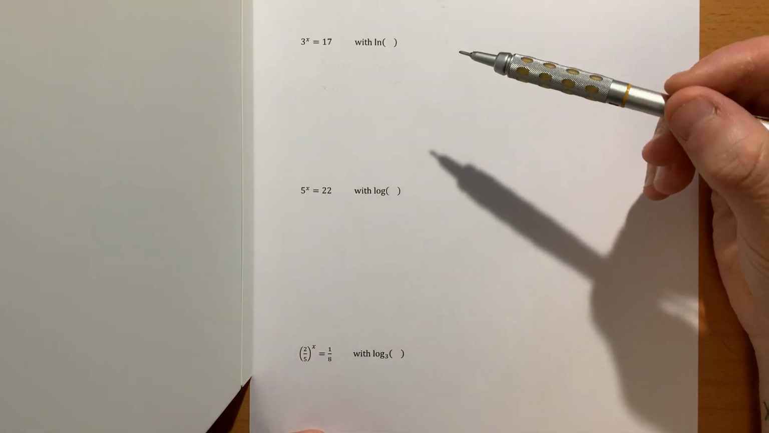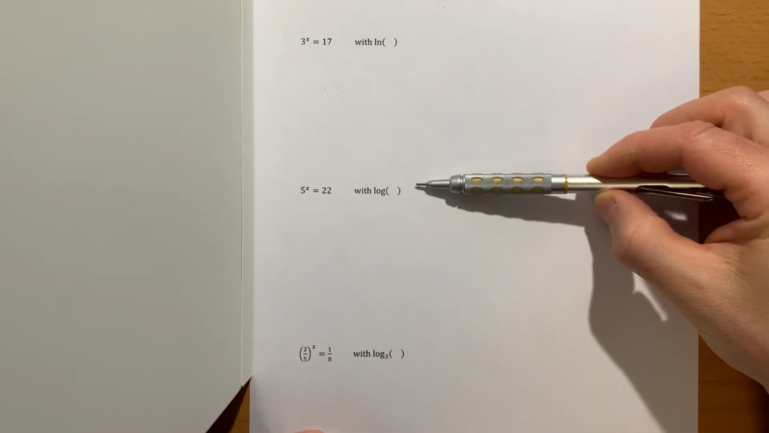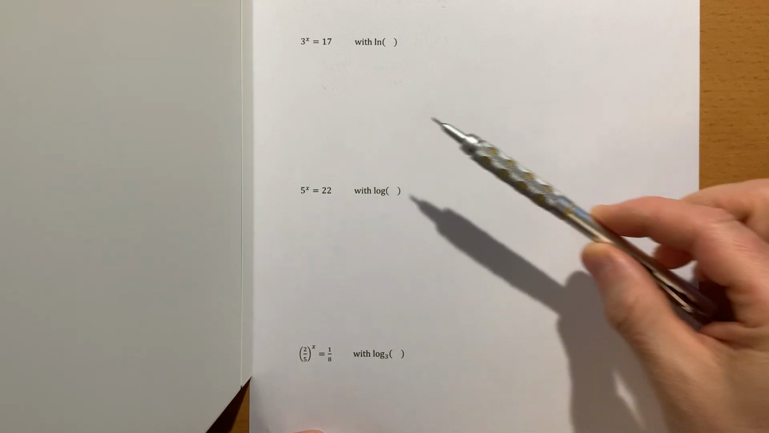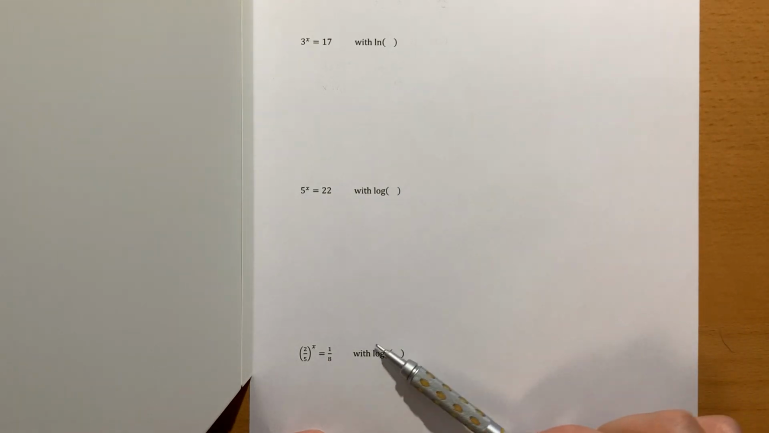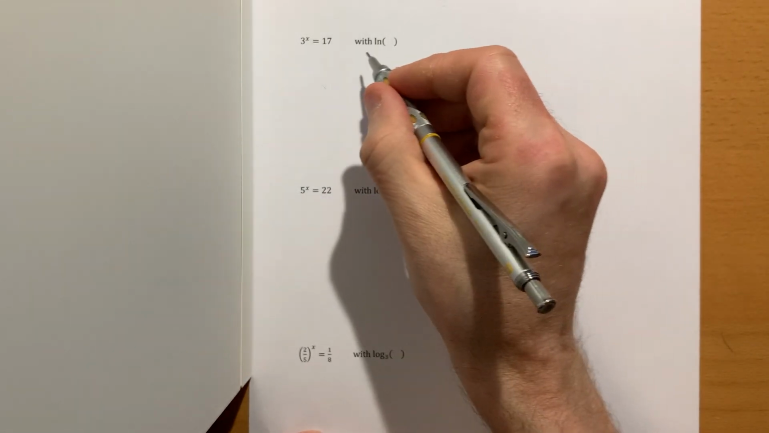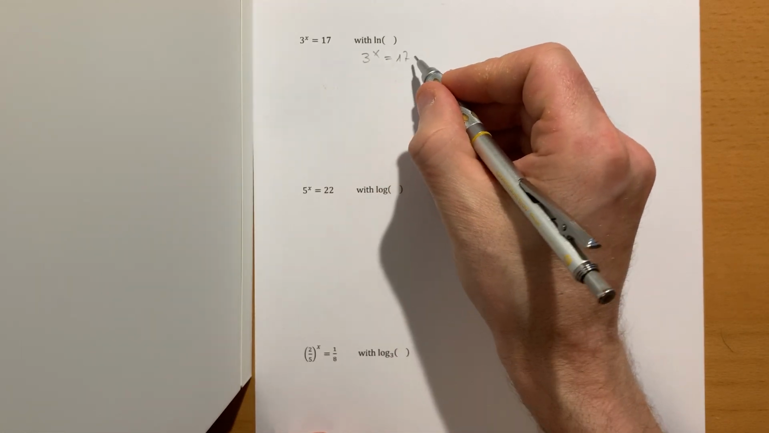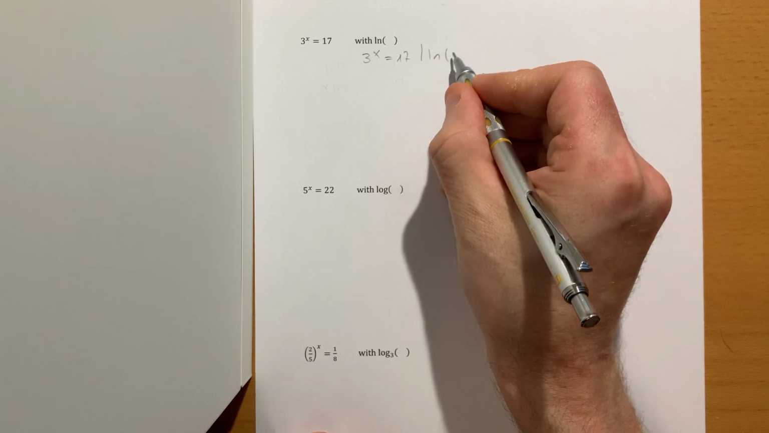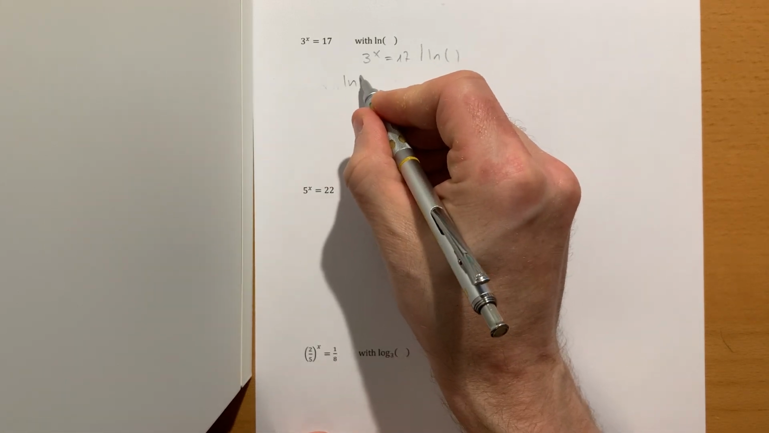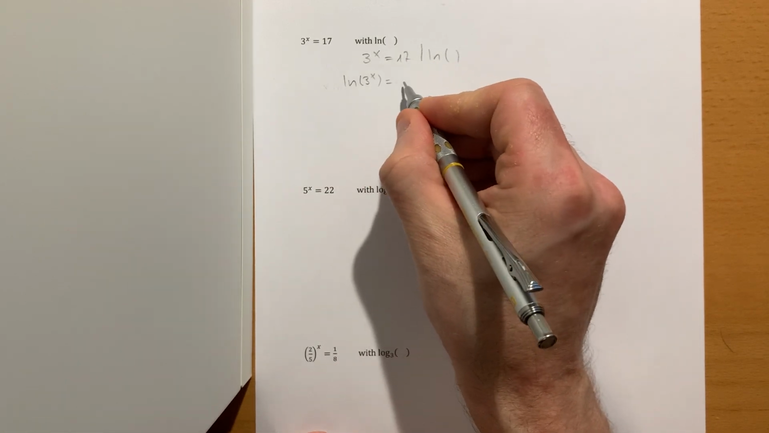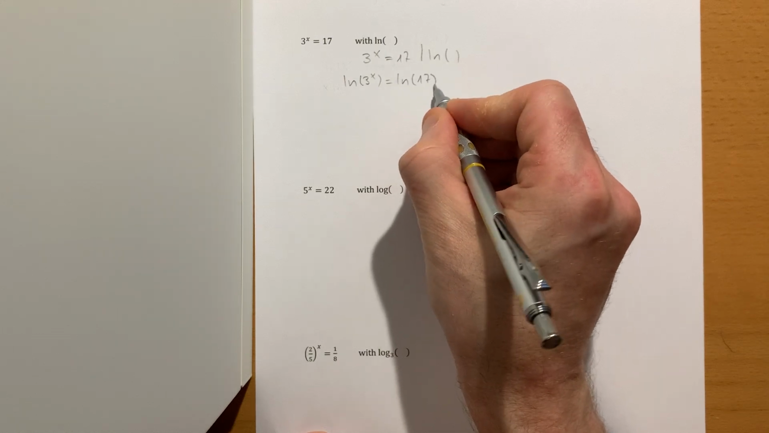Hi, I'm Mr. Huber, and I would like to solve these three exercises each and every time with the given logarithm function. So the first one, 3 to the x is equal to 17. Well, we need to use ln. So ln of 3 to the x is ln 17.